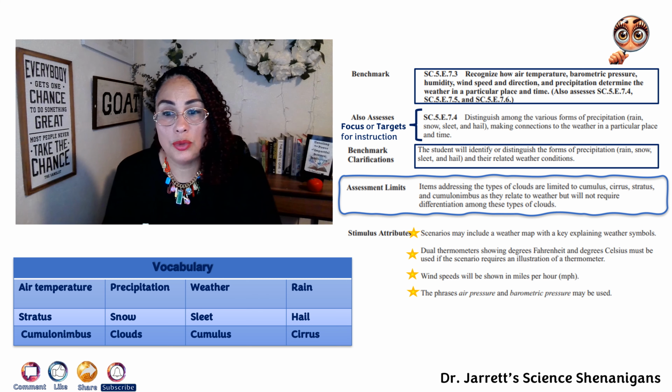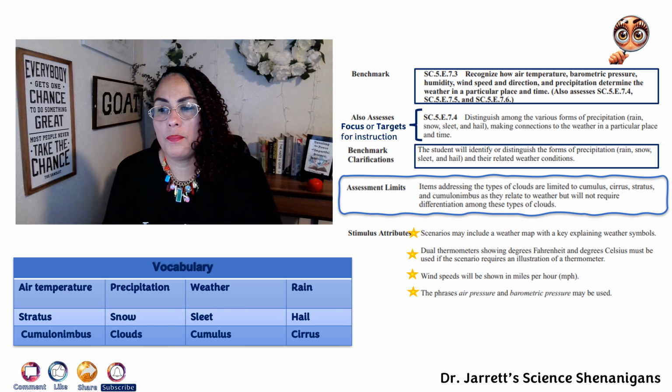Also, we want to look at the assessment limits. Items addressing the types of clouds are limited to cumulus, cirrus, stratus, and cumulonimbus clouds. There are more clouds out there. However, the students only need to be able to look at those types of clouds and determine what weather will take place from those clouds.